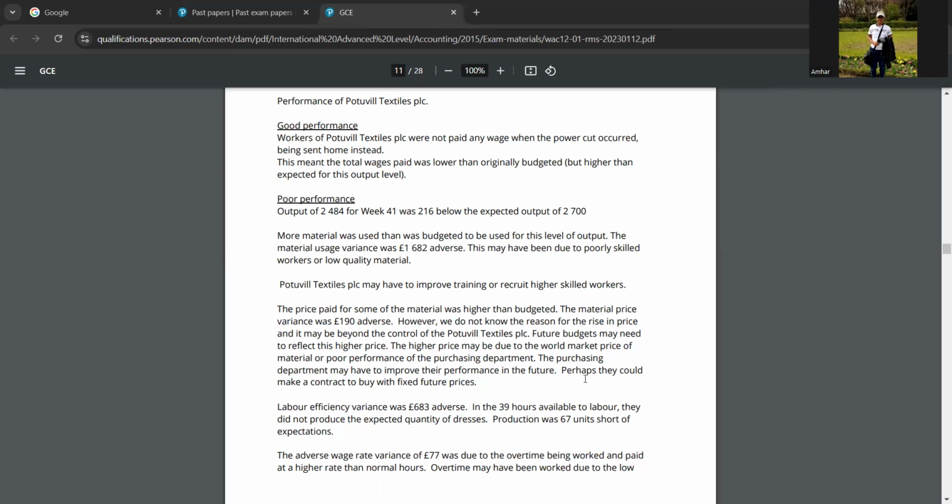So how is that? You can say they could make a contract to buy with fixed future prices. So when the prices are fixed, then even when the market changes, the price won't change because they have agreed on a fixed rate.